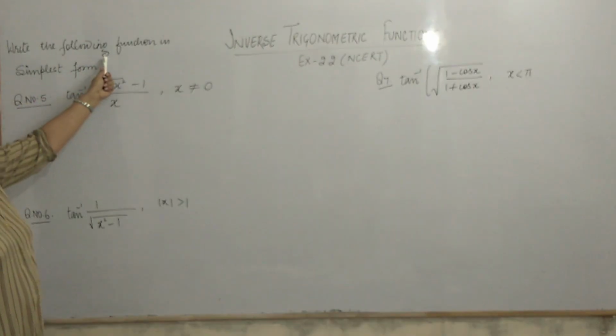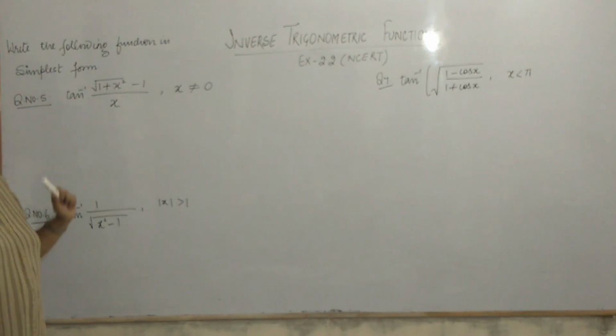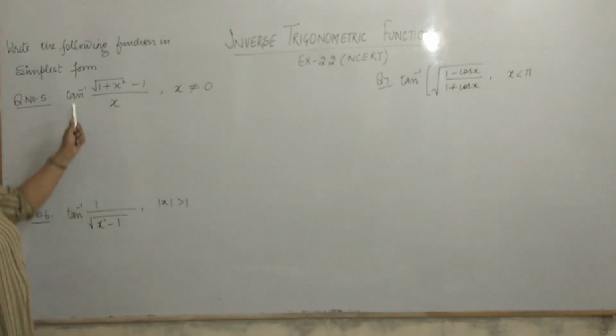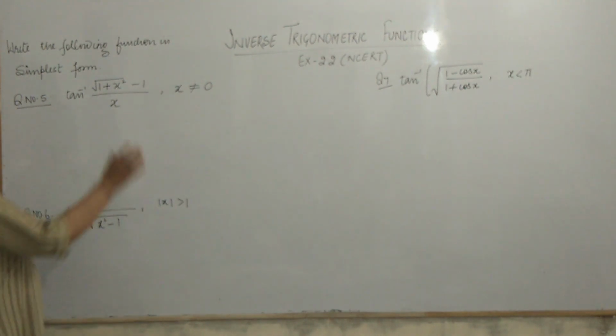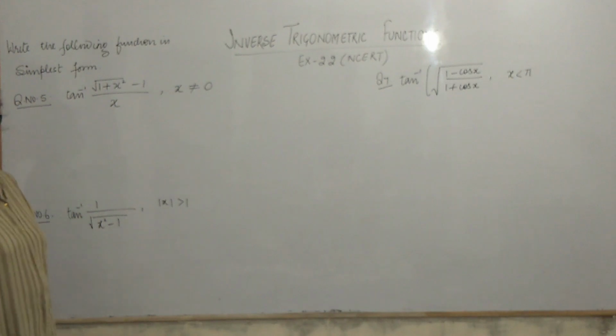Write the following function in simplest form. Your question number 5 is tan inverse of square root of 1 plus x square minus 1, upon x. You just want to simplify this function.